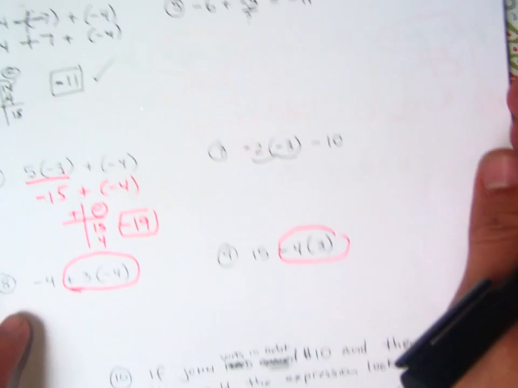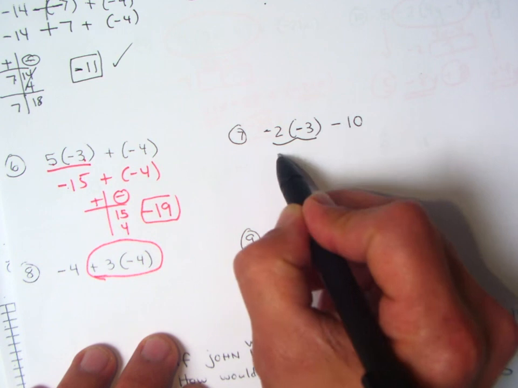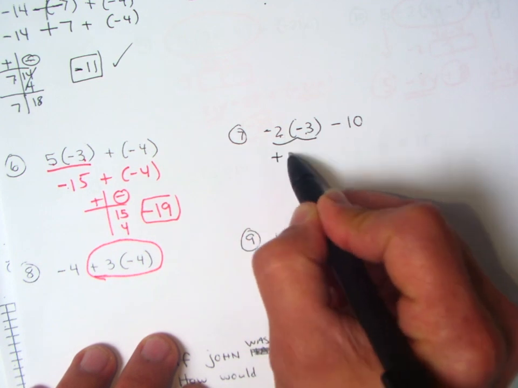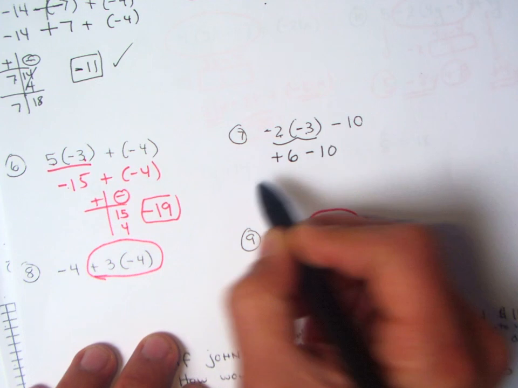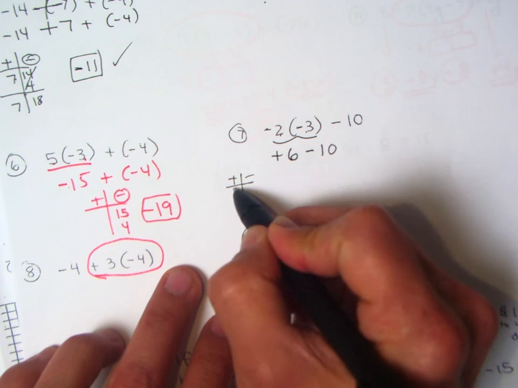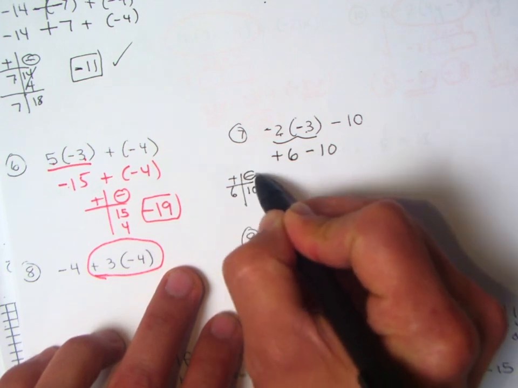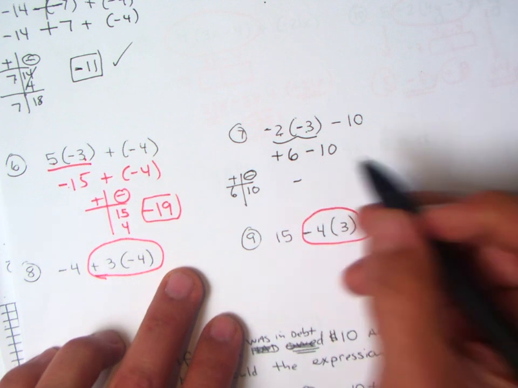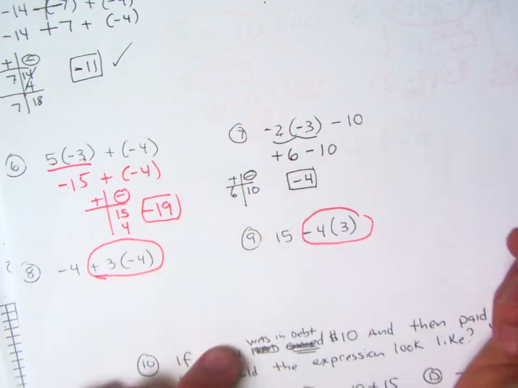On this one here, number 7, -2 times -3, that's a positive. 2 times 3 is 6 minus 10. So if I do the T-chart without using a calculator, 6, -10, and there are more negatives, so my answer is going to be negative, and they won by 4 because I subtracted.